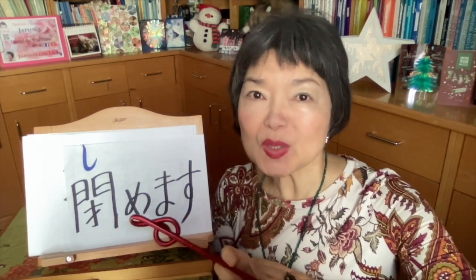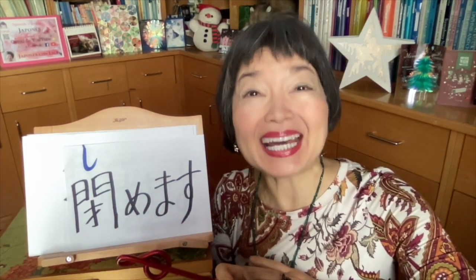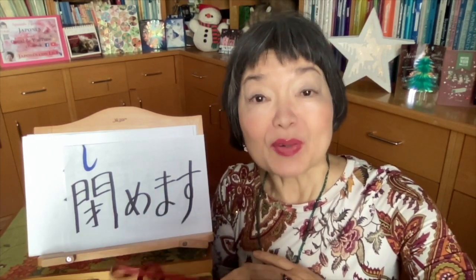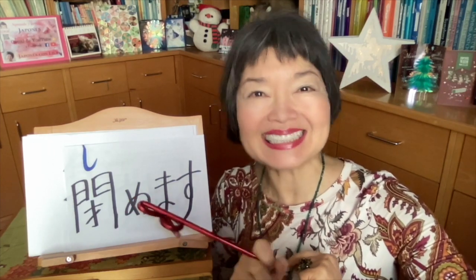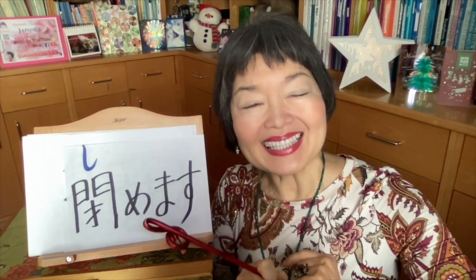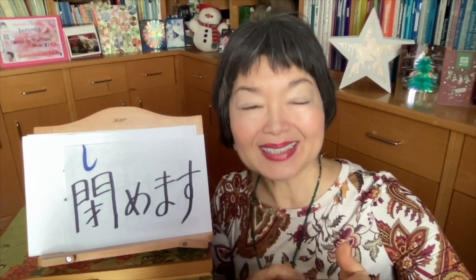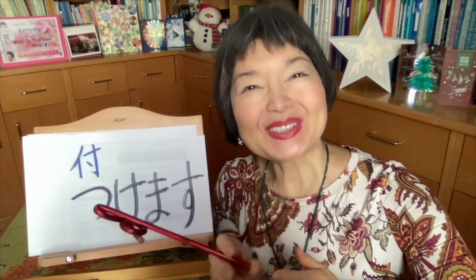窓を開けて. 閉めます, to close. So this is the contrary, the opposite of 開けます. 閉めます, this is to close. This is also the second group because it is the me sound. 閉めて, for example, close the door. ドアを閉めて.